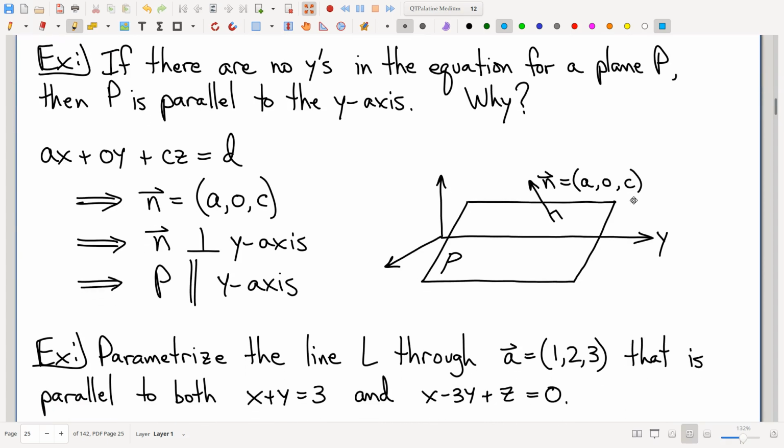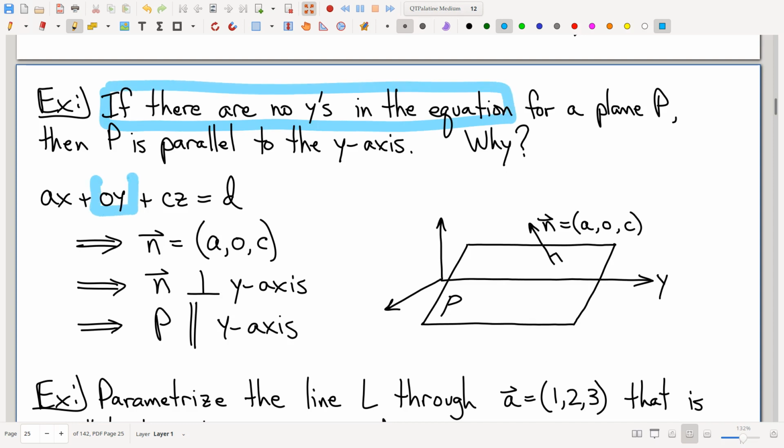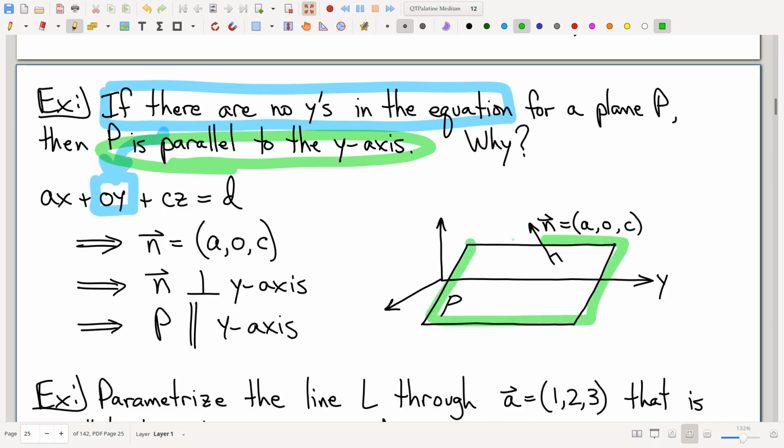Okay. Here's a cool observation. I think this is not in the book, if I remember correctly, but maybe it is, but I don't think it is. It's certainly not in a lot of books. And a really cool fact: if you have a plane and there are no y's in the equation, so the coefficient of y is 0 in your equation, then you can instantly conclude that that plane is parallel to the y-axis.